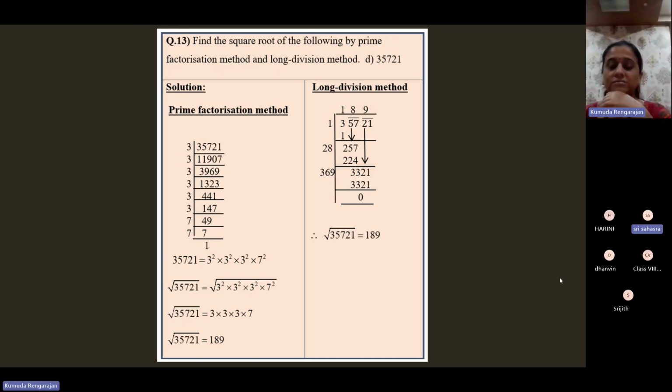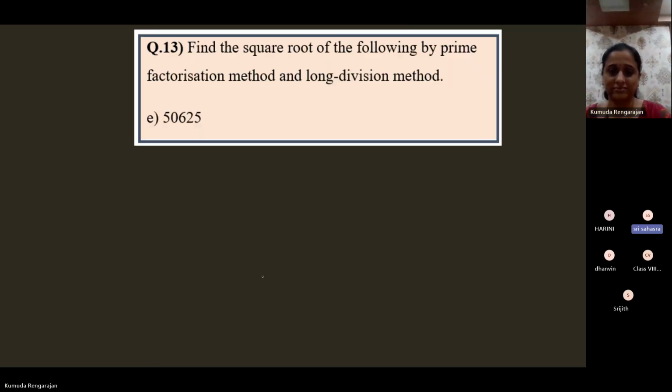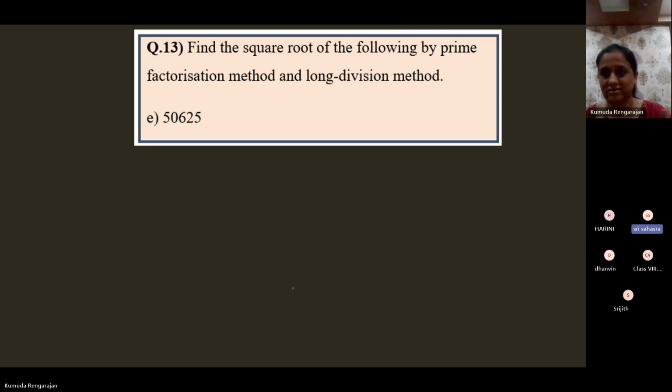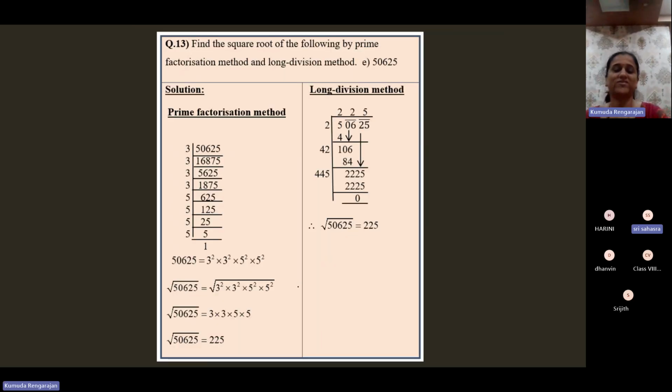Ma'am, I got the answer. So the next one, E. Yes, ma'am. 5 square into 5 square into 3 square into 3 square. Hmm. So the square root is correct, 225. Very good. Did you finish the long division method also?